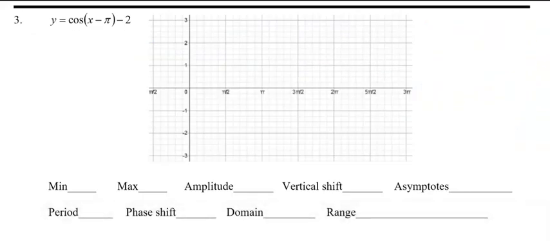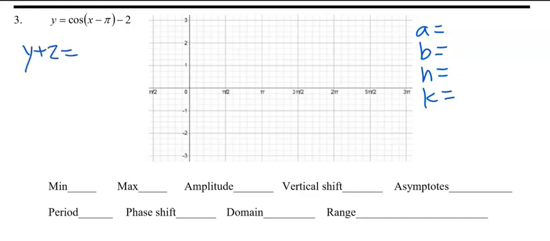Go to question 3. ABH. Is it in fireproof form? Kind of. Not really. What's the one thing you would do to get it into fireproof form? You add 2. Put the vertical change over on the vertical side.